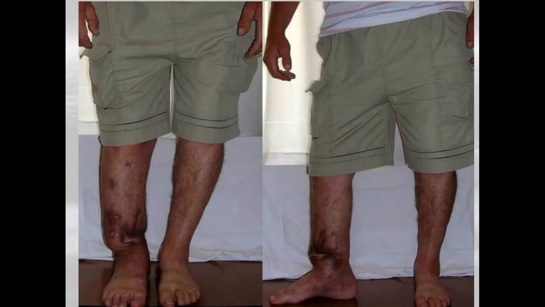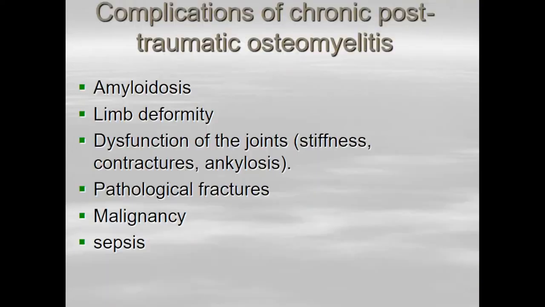In this picture you look at a patient who has chronic post-traumatic osteomyelitis. So it's a fistula. The patient has edema. Look, it's a fibrous process after the extrafocal device by Ilizarov. Complications of chronic post-traumatic osteomyelitis: amyloidosis.